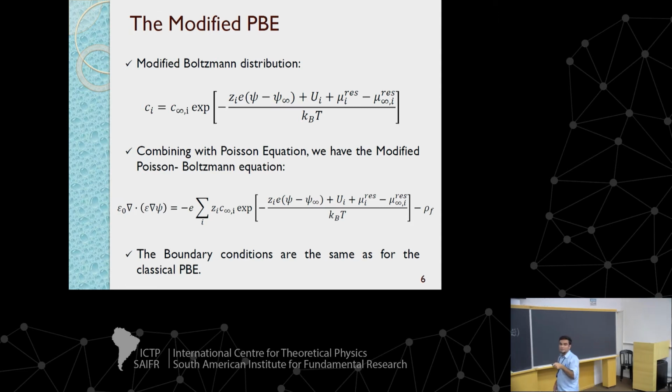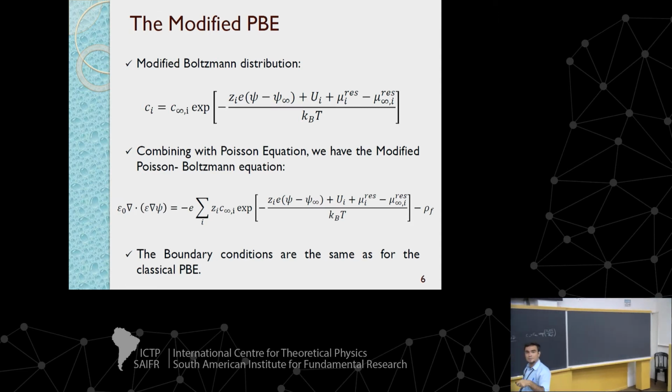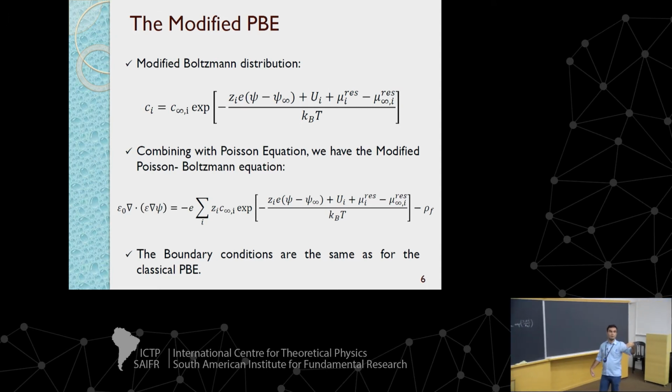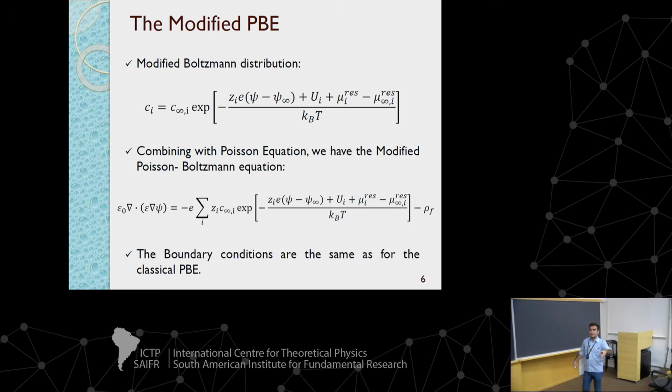And the boundary conditions are exactly the same as we studied yesterday. So we can consider specified potential at the surface and at bulk, or specified charge at the surface and at bulk.